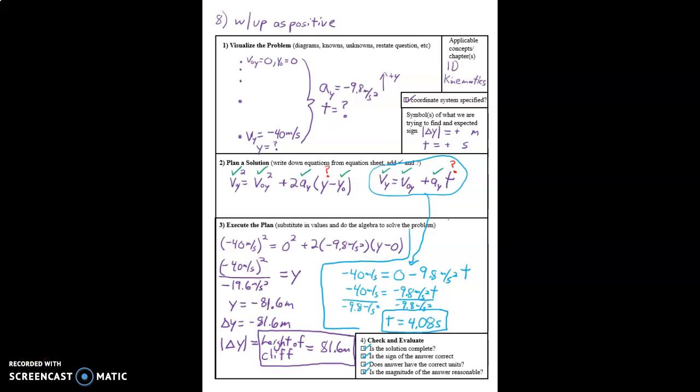Okay, this video is a little bit different because I've already done the solution and you can see it here on the screen. I'm going to go through the solution two different ways, one with up as positive and one with down as positive. Both are equally good ways to solve the problem.